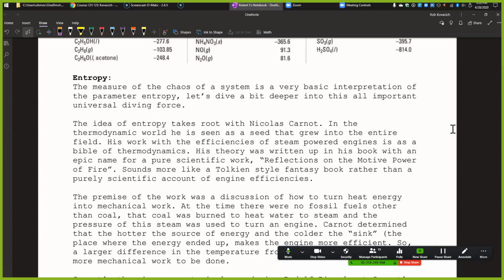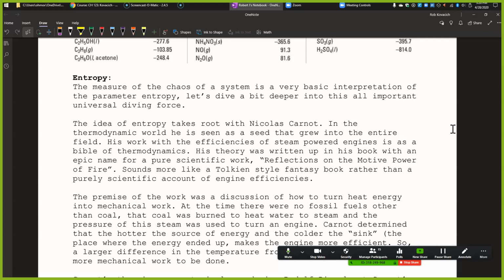And so the first person who gets credit for this is Nicolas Carnot. He was just a lieutenant in the French army, I think. And he was trying to figure out better ways to make steam engines work, to move troops and move trains and whatnot. But his steam powered engine is sort of like, I don't know, the book of Genesis for thermodynamics.